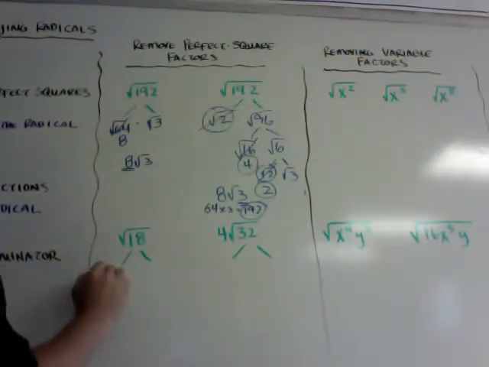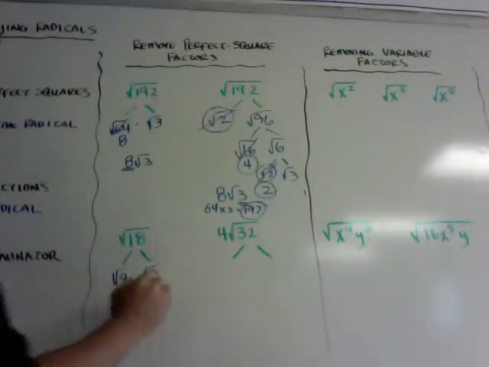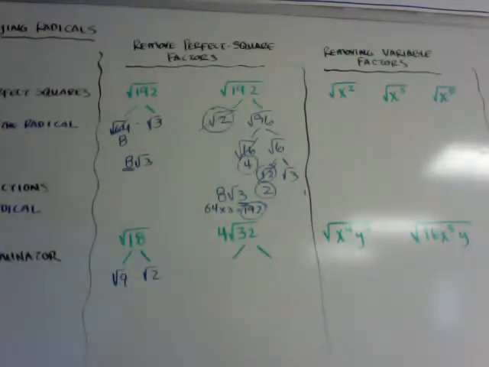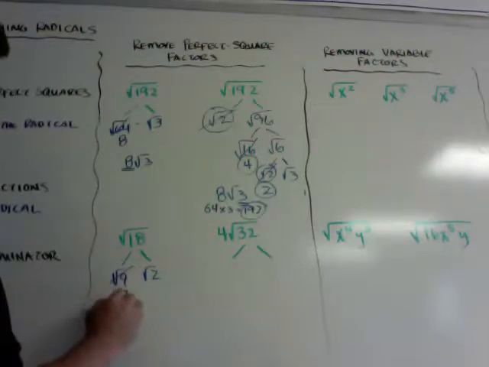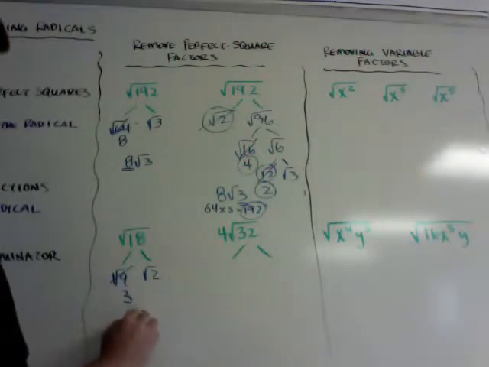Here's another one. You can go 6 and 3, but if I were you, I would try to get perfect squares in your first factors. So 6 and 3 are not perfect squares, but 9 and 2 is. So I know I can change this to a 3. So my answer is 3 times radical 2.